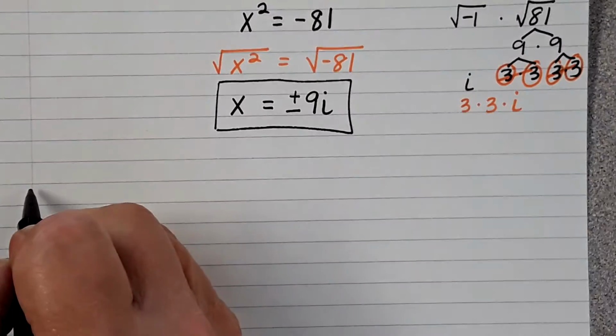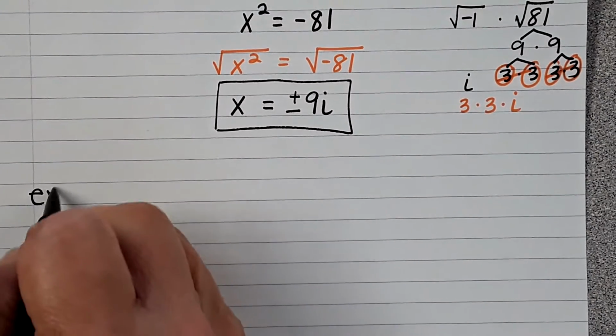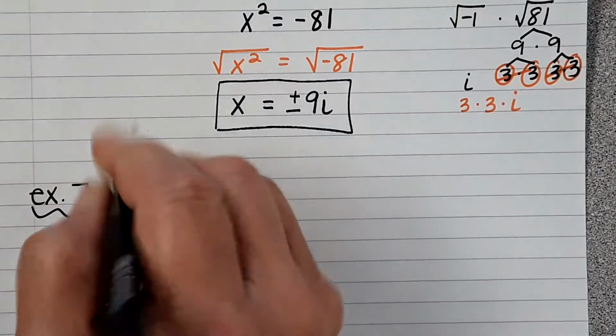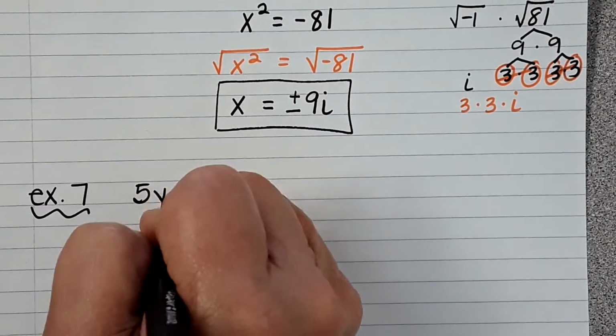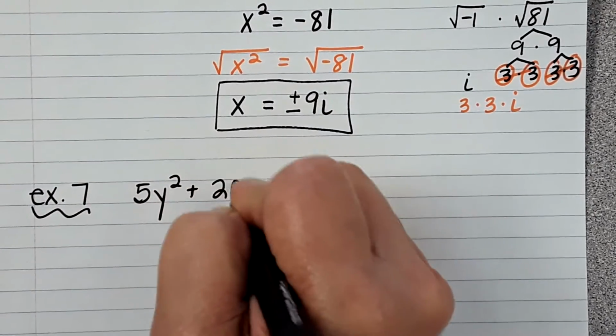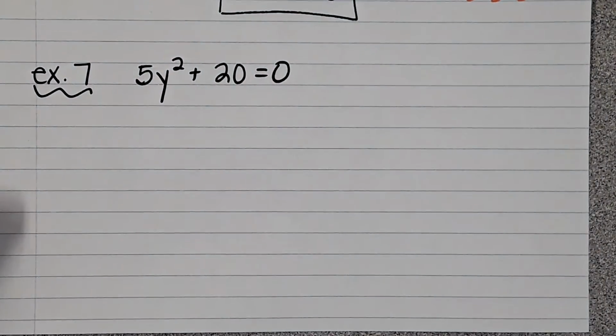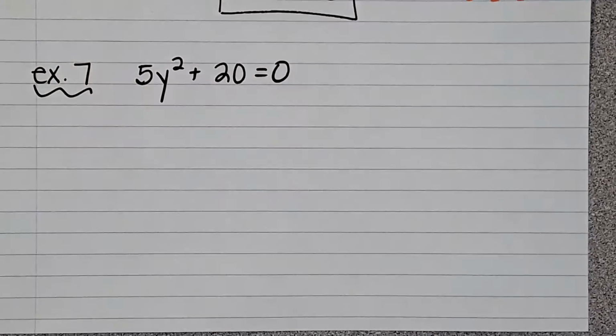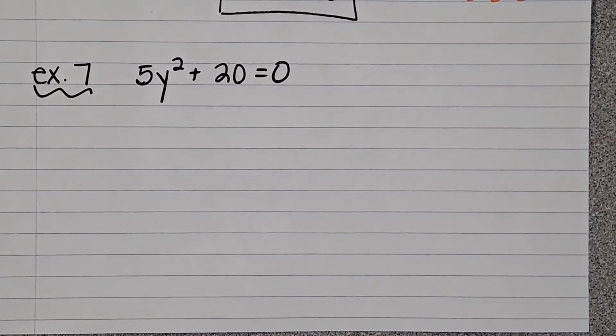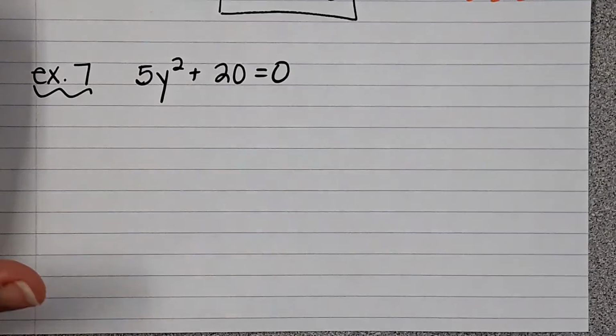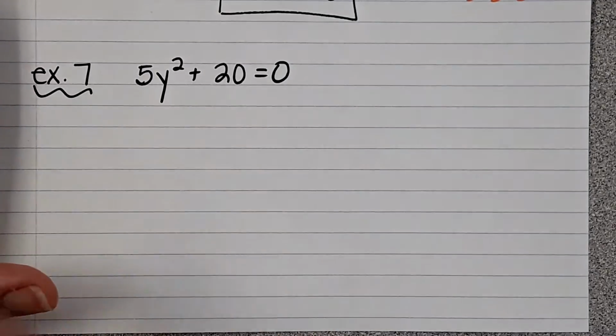Okay. So we have 5y squared plus 20 equals 0. How many answers should we have? 2. You always know you're going to have 2 if there's a squared. If there was a 3, you would have 3 answers. Are we going to do one like that later? It will be factoring, and we'll do those later this year.